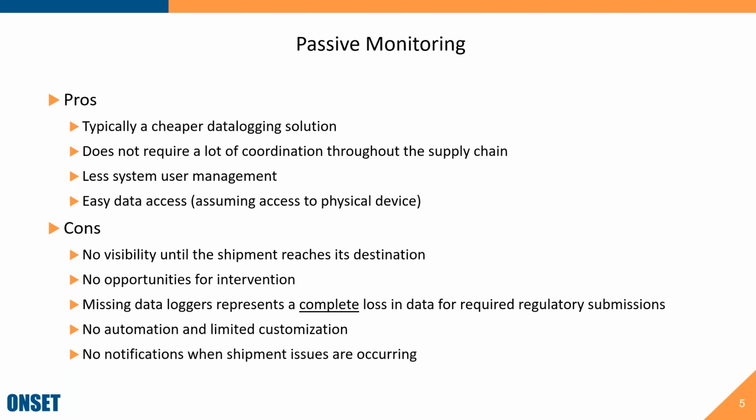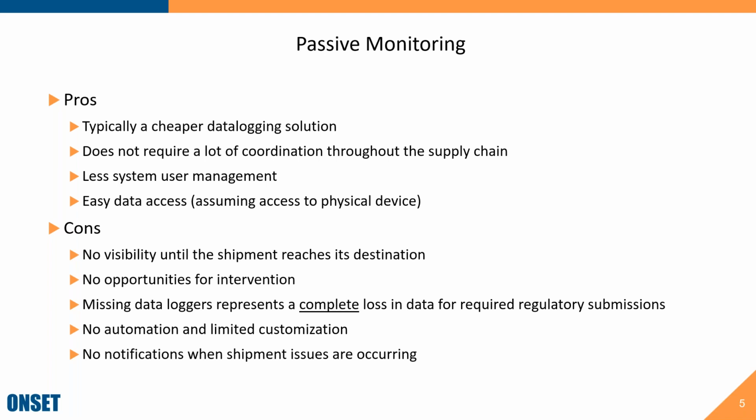Some cons of passive monitoring: there is no visibility until the shipment reaches its destination, something we just talked about. Because of that, there are no opportunities for intervention. So if your main goal with cold chain monitoring was product loss prevention, then passive monitoring really isn't a great solution for you. If you're talking about regulatory compliance, then yes, USB loggers definitely will work, but you'll see why there are other options out there that can make even regulatory compliance a lot more efficient and effective using a lot of the benefits and features of other technologies.